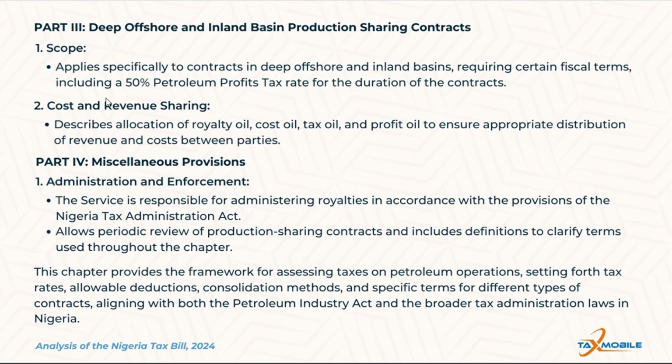Now, the key takeaway here is that the hydrocarbon tax introduces fairness by applying differentiated rates based on operational terrain. Petroleum profit tax ensures high-profit companies contribute significantly to national revenue. Production sharing contracts offer transparency and equity in revenue distribution. Environmental provisions ensure sustainability in resource extraction.